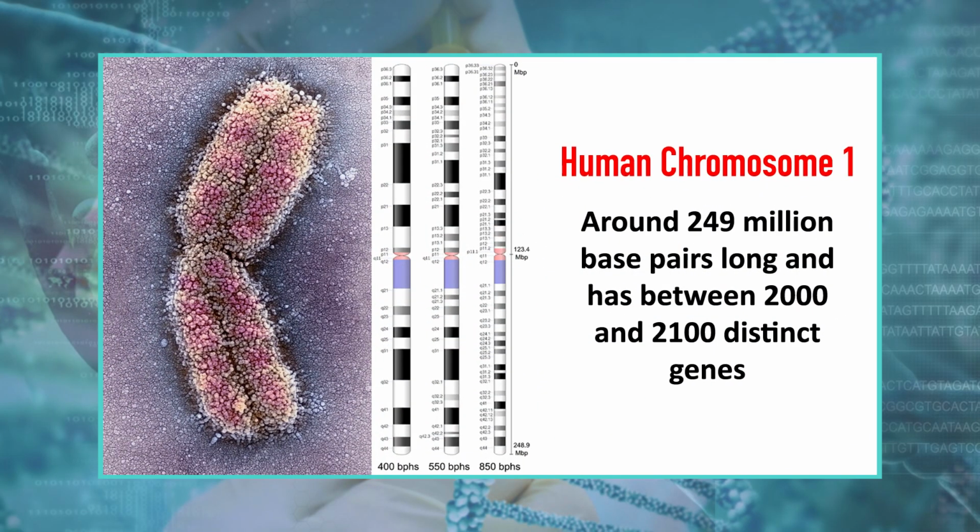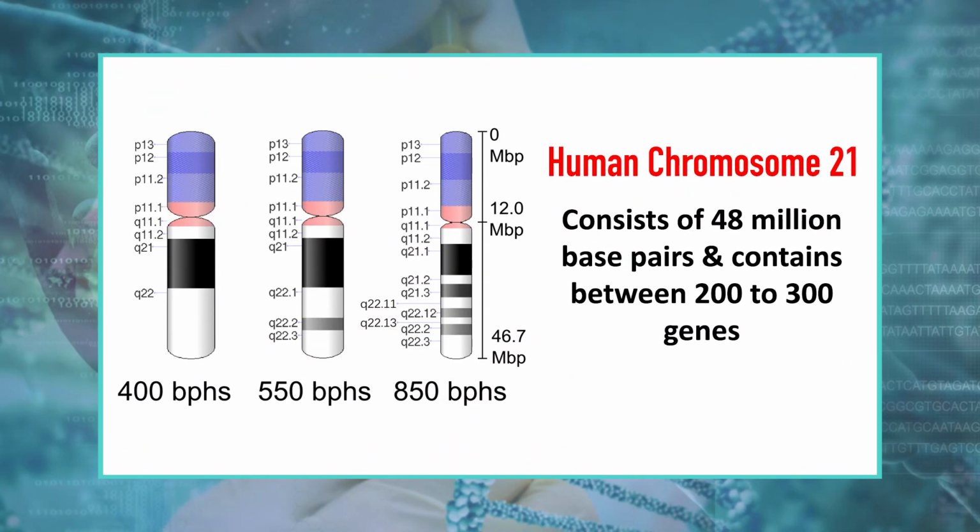Chromosomes can vary widely in their number of base pairs and genes. The longest chromosome in human cells is chromosome 1, which has around 249 million base pairs and between 2000 and 2100 distinct genes, whereas chromosome 21 is the shortest among the human chromosomes, consisting of only 48 million base pairs and containing between 200 to 300 genes. Overall, prokaryotic cells have shorter chromosomes with fewer genes.